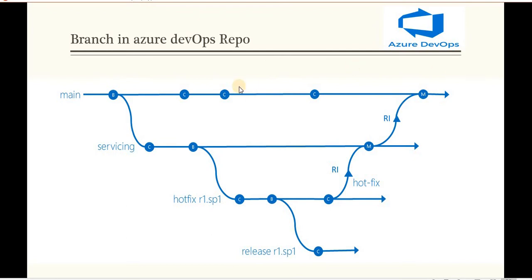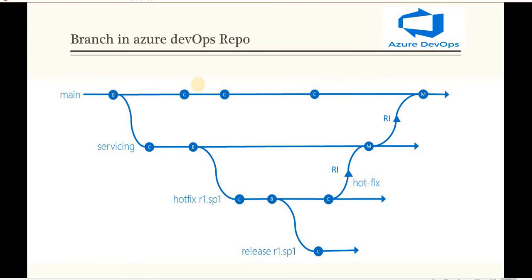If many developers are working, they can each create their own branch, and finally they can merge that branch into the main branch. In the coming tutorials we will see how to create a branch and how to merge that branch into the main branch. So we will see that in later videos.